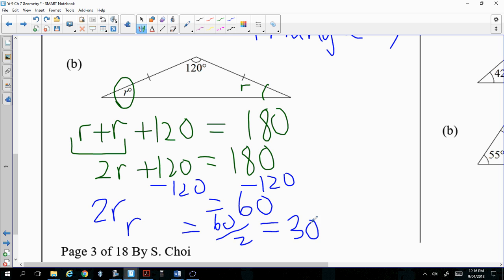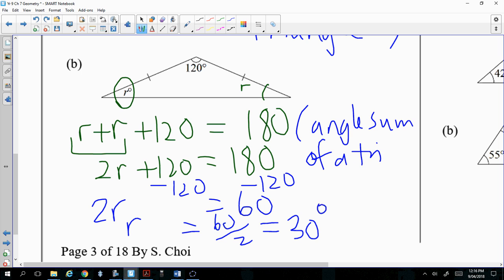And you need to give some reasons. So you should say angle sum of a triangle, okay, like that. So you must give reasons in the test. If not, you will lose marks. Give reasons. Give reasons.